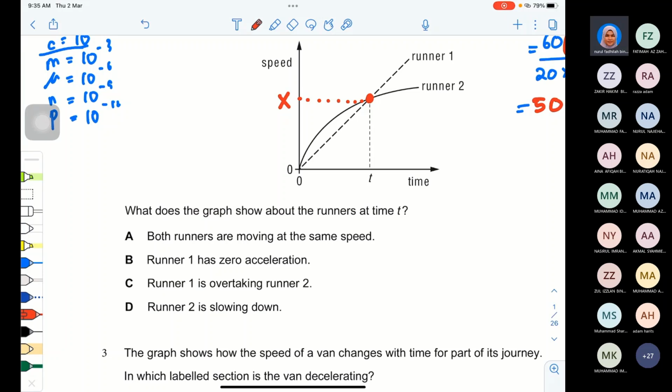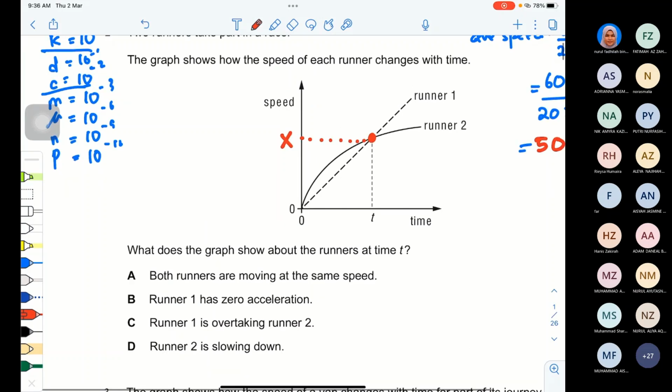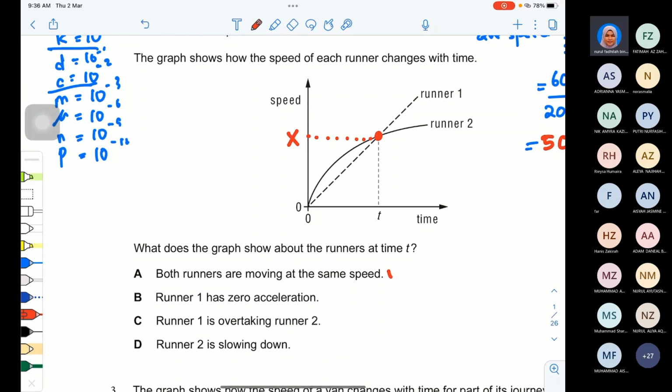Okay, so what's the answer? Both runners are moving. Yes. Kalau A, both runners are moving with the same speed. Okay, macam betul lah, same speed. So this is a graph of speed. So they are having speed of X. So A. So tak payah fikir yang lain-lain tu.